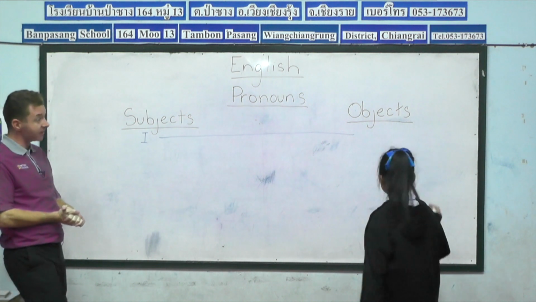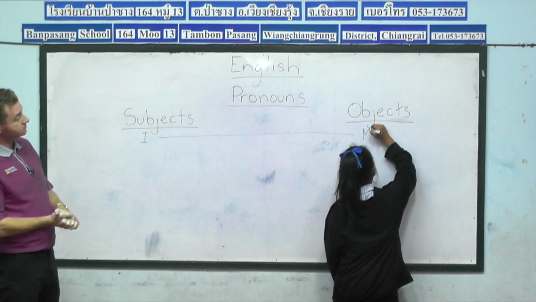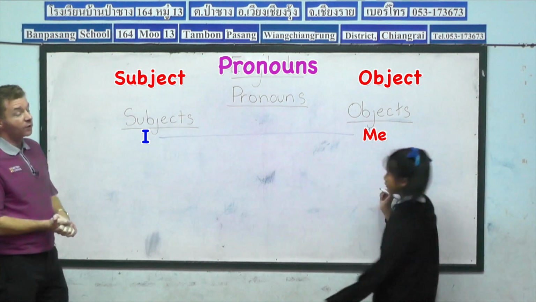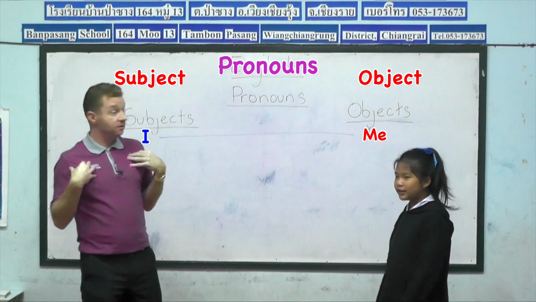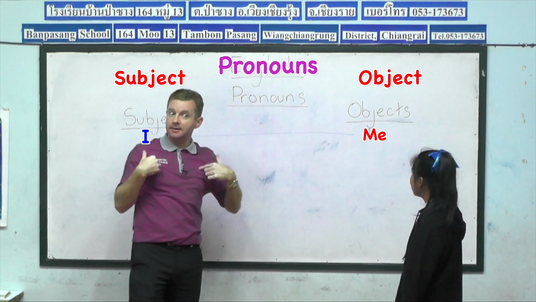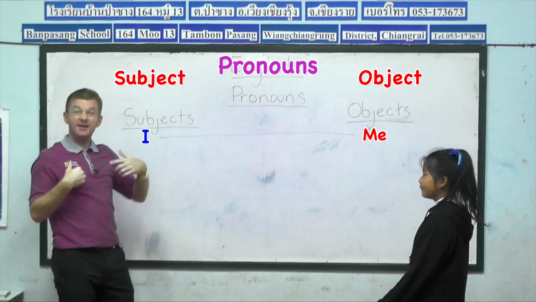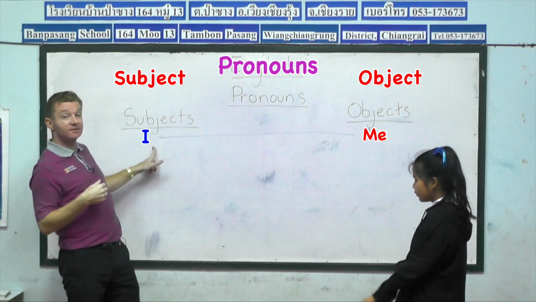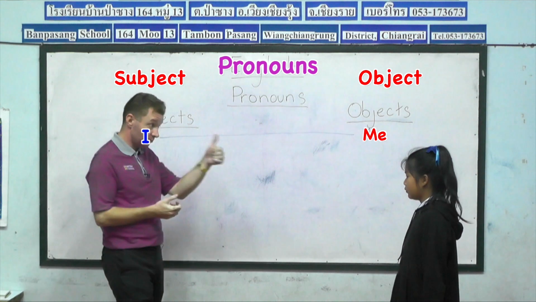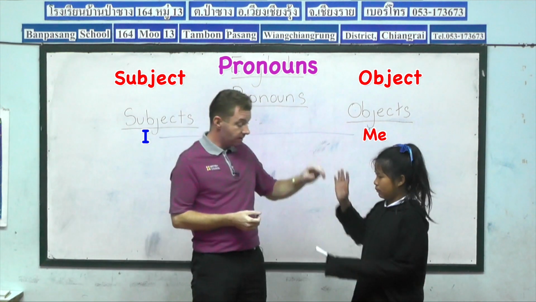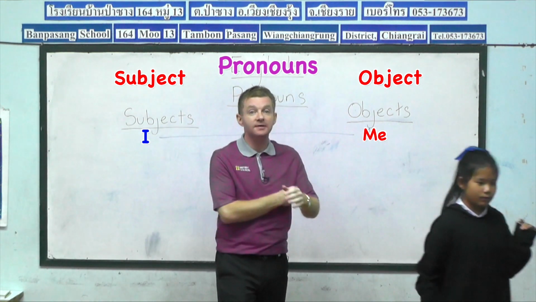Me is correct. So we could say, for example, I am the teacher. The teacher is me. You see, the same meaning, but we're using a subject pronoun and then an object pronoun. Lakgao, that was brilliant. Very well remembered. Big round of applause for Lakgao, please, guys.